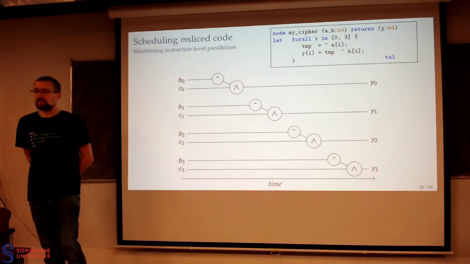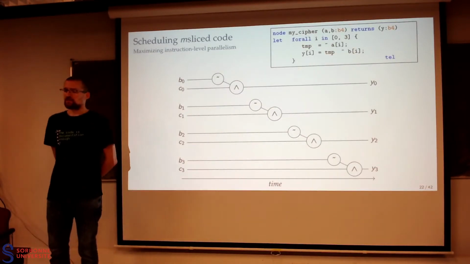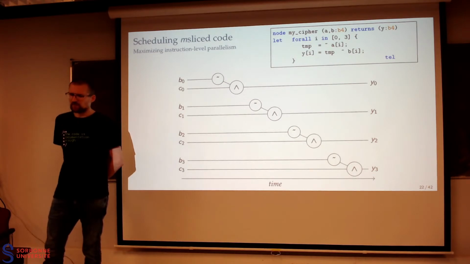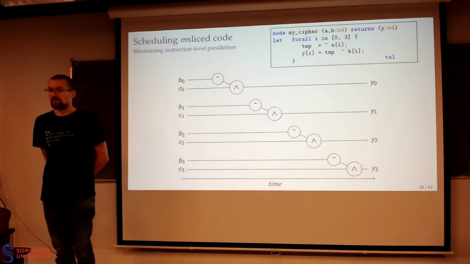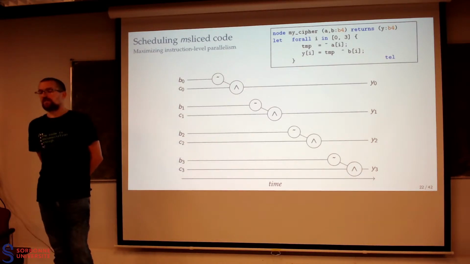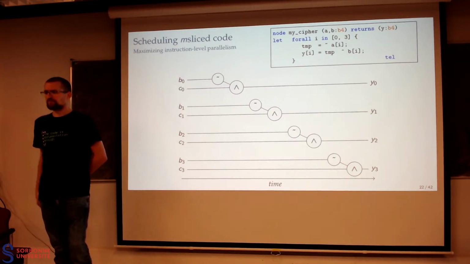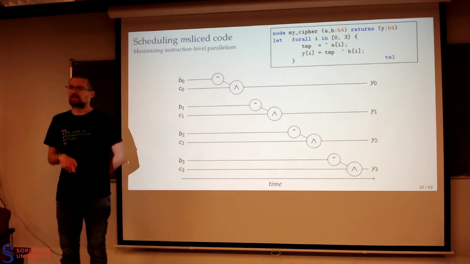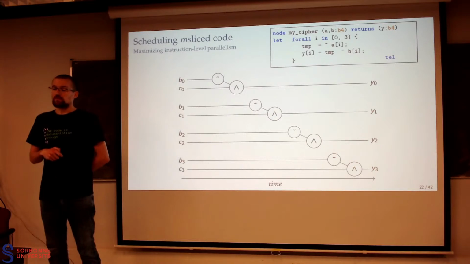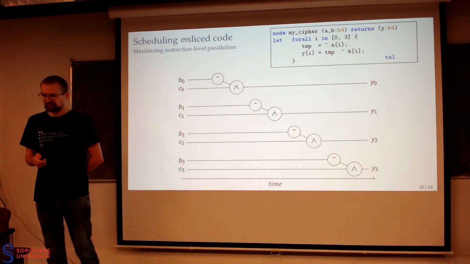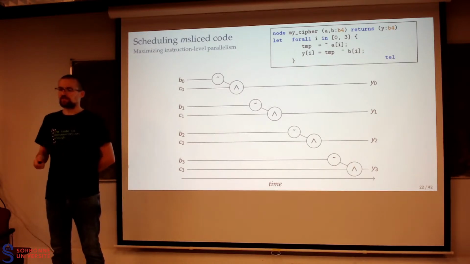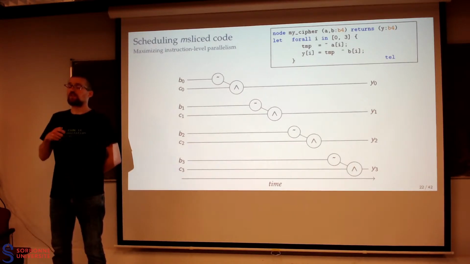The next optimization is a scheduling algorithm for M-sliced code this time. And in M-sliced code, register pressure is not really an issue because we only use a handful of registers, typically. However, what we want to do is to maximize the instruction level parallelism. Your CPUs are superscalar, meaning that they can execute multiple instructions per cycle, typically 4 bitwise instructions. And we just want to maximize the amount of instructions that are executed each cycle.